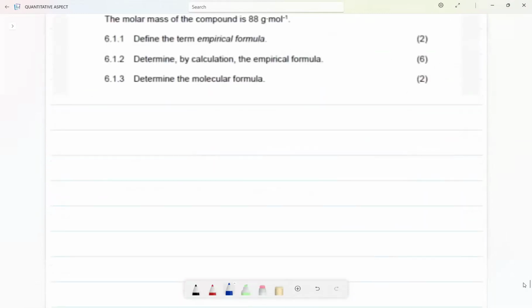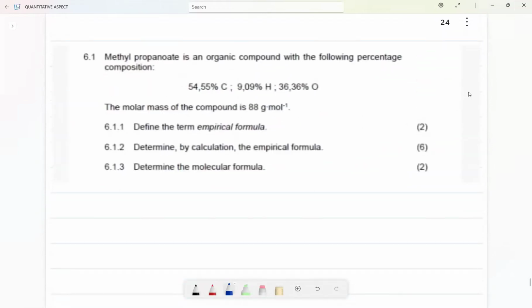So let's have that exam question. It says to us, methyl propanoate. I know what methyl propanoate is because I have done organic chemistry. Actually, I have completed grade 12. This is just an ester, okay? So it's going to be methyl propanoate.